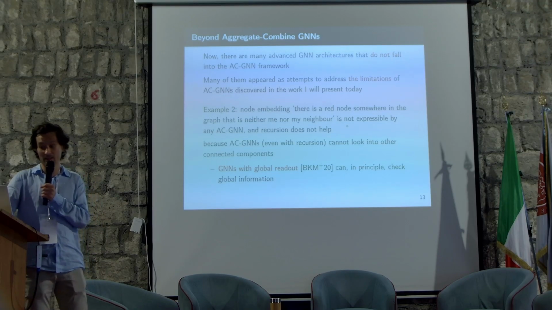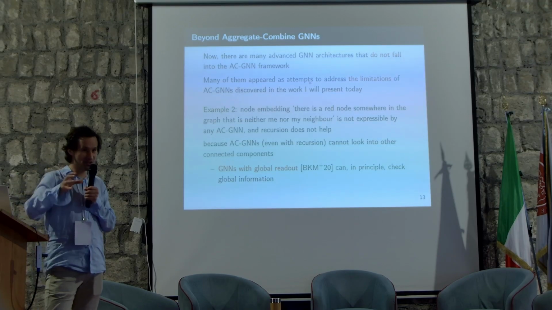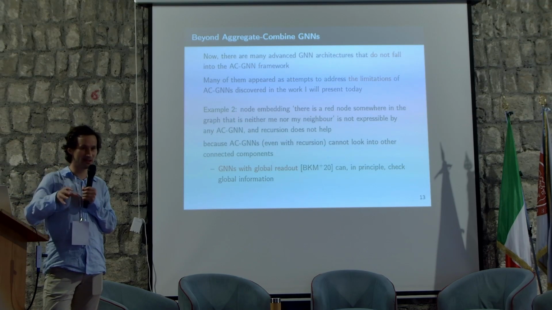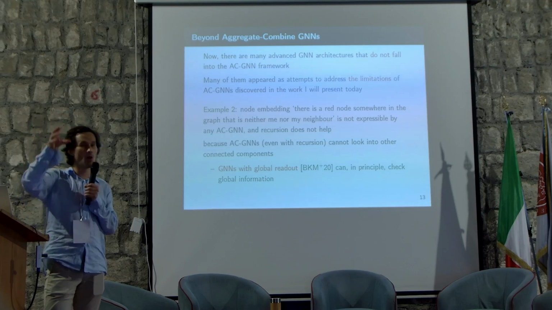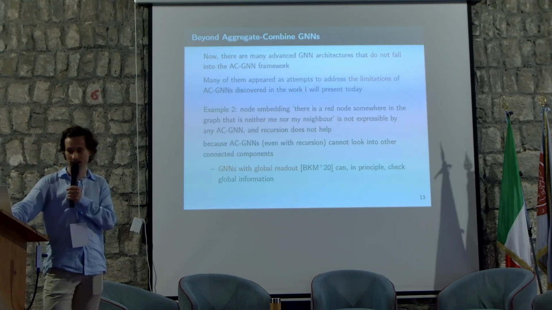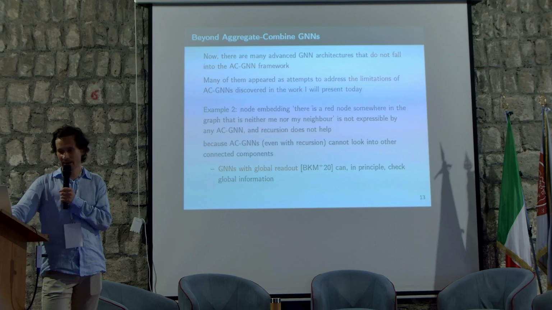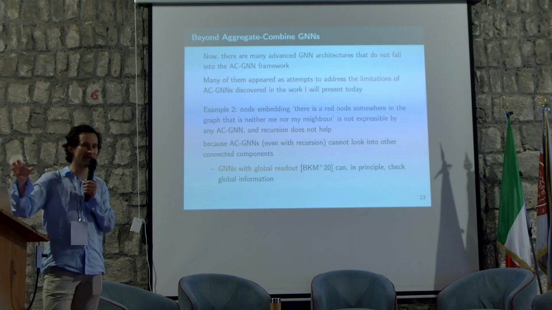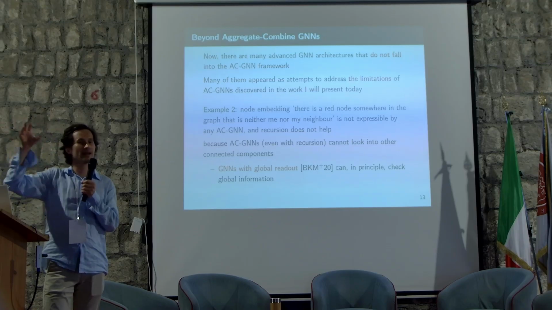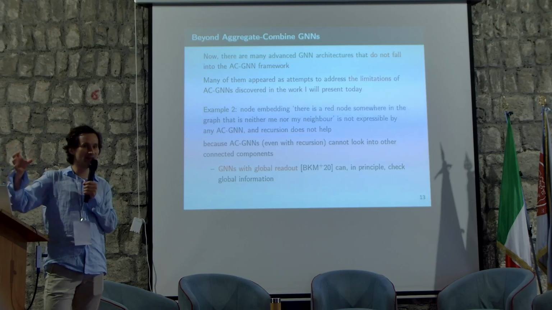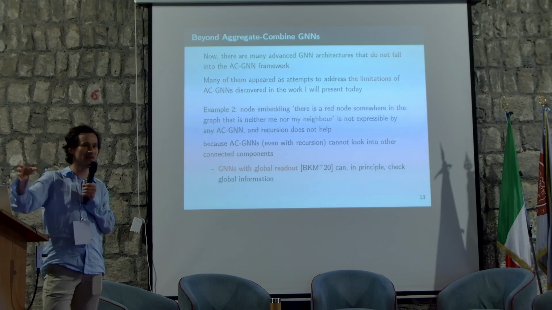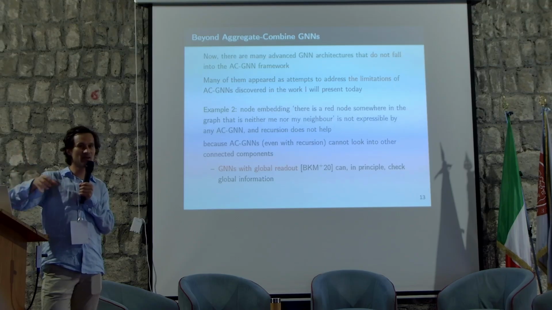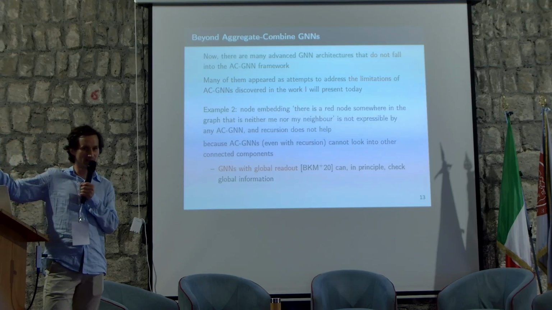Another example is that these GNNs look only at the connected component of the node. They can't look globally in the whole graph. So for example, if we want to learn a node embedding saying there is a red node somewhere in the graph that is neither myself nor my neighbor, arbitrary, anywhere in the graph, we're again stuck. And not stuck only because we can't check reachability, but because we can't look at another connected component of the graph, right?